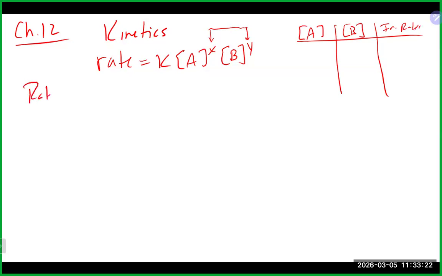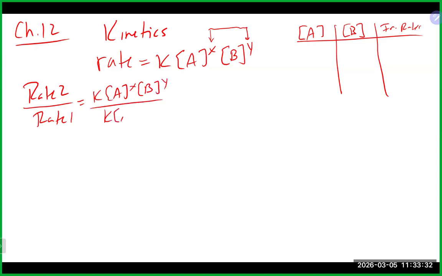of rate 2 over rate 1 equals k[A] to the x, [B] to the y, over k[A] to the x and [B] to the y. Again, the idea here is to give yourself just one unknown. And so when you go to the table, as we did in those examples, we're looking for two entries where one of the concentrations of the reactants remains constant and the other one varies. And you basically put that information into this formula.